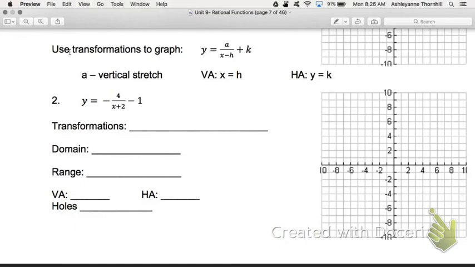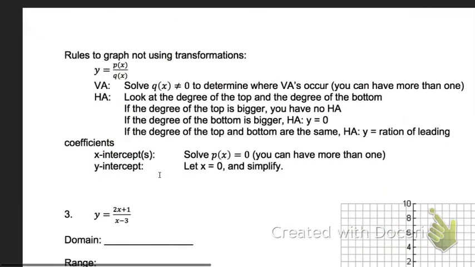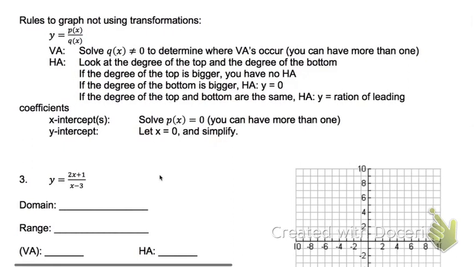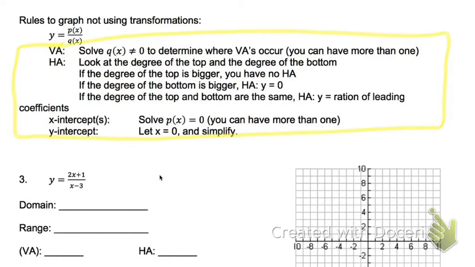Okay, so if we go to the next problem, here are the rules if we're not using transformations. So we're not given only a number on the top, x on the bottom. If we have x on top, x on bottom, we don't do transformations for that because it doesn't lend itself to being easy to do that. So here are the rules. You must memorize these, but I think that once you do 1,000 examples like we're going to do, it'll be second nature.